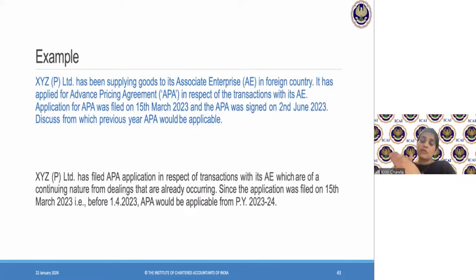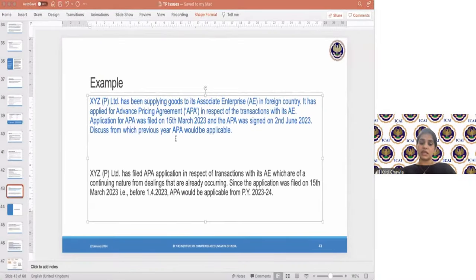Now, if they had applied for rollback also, they would have gotten clarity for 4 years before this also. So 22-23, 21-22, 20-21, 19-20. They could have gotten clarity for 4 years before also, if they had applied for rollback. But it just depends on what is the kind of APA application that you're actually making in that particular situation.